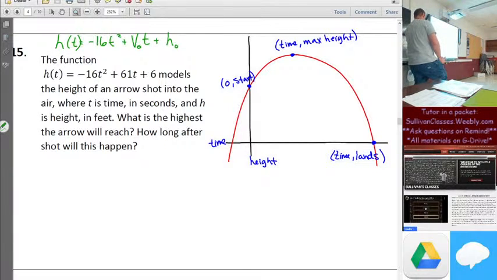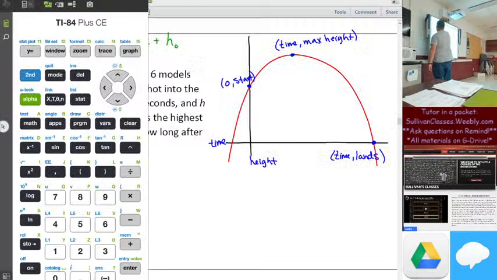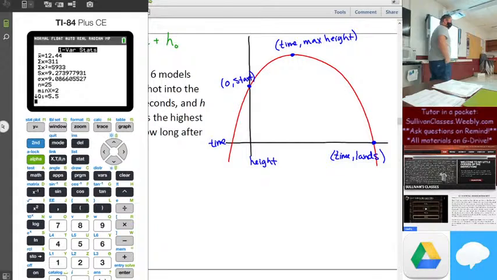What is the highest the arrow will reach? They're asking me for a vertex. How about we go back to our old graphing calculator. Y'all remember how to use these to find a vertex? Especially if you're taking ACT anytime soon, it's a handy one to know.